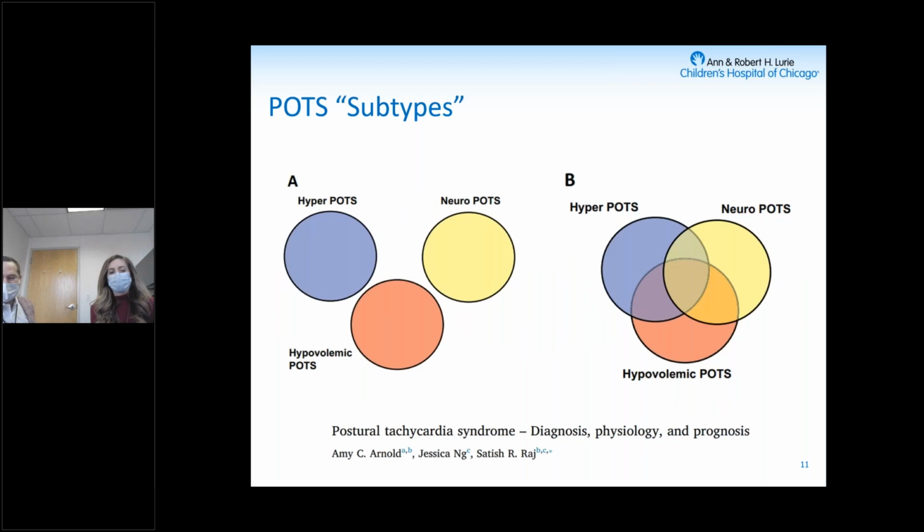There have been several different classifications of POTS described. Each type typically refers to the predominant symptoms affecting the patient. Many people think about these subtypes of POTS as distinct entities, which is visualized in Figure A. In practice, we have found in our clinic, as well as in this paper by Arnold and colleagues, that Figure B is more appropriate for a lot of our patients, which really represents that there's much more overlap in terms of symptoms between the differently described subtypes.